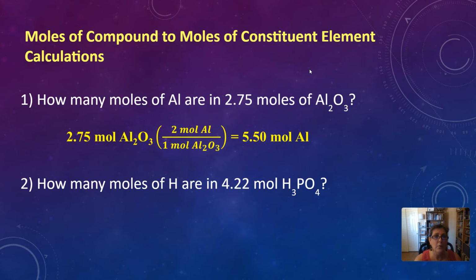2.75 moles of Al2O3. Then in parentheses is our mole ratio. There are 2 moles of aluminum in 1 mole of Al2O3. Moles of Al2O3 cancel out top to bottom. We're left with moles of aluminum. What did the question ask? Moles of aluminum. So we're good. So it's 2.75 moles of Al2O3 times 2 moles of aluminum divided by 1 mole of Al2O3, and that equals 5.50. You need the 0 there because it's 3 significant figures. 5.50 moles of aluminum is our answer.